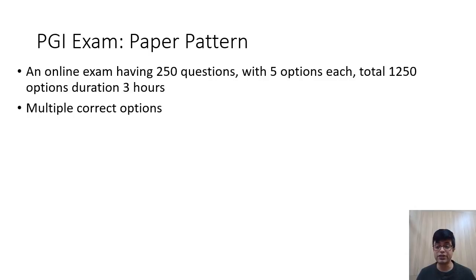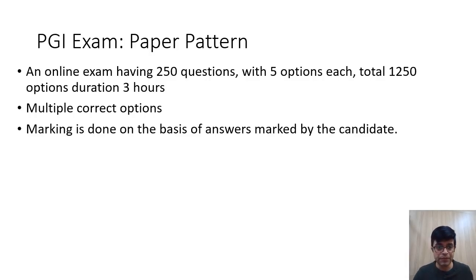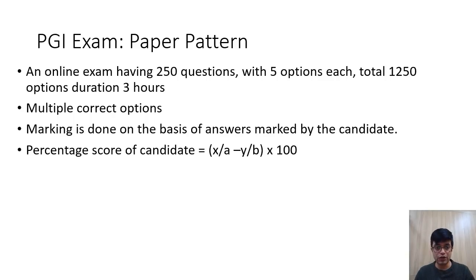The second thing which differentiates it from other exams is that it has multiple correct options. Question number 1 may have A as the answer, B as the answer, AB as the answer, BCD as the answer, all 5 as the answer, or none as the answer. Because a single question can have no answer, or it can have multiple correct options. So that is the beauty of this paper. Marking is done on the basis of what you marked. Because the overall score is given by the formula x over a minus y upon b into 100.